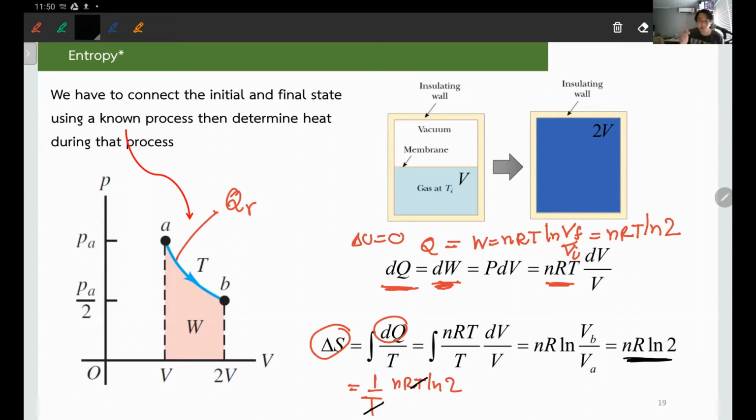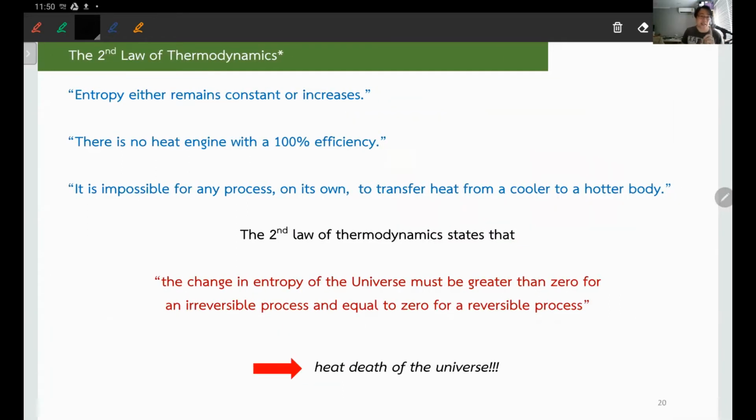See, no change in energy. The first law of thermodynamics does not distinguish these two configurations, but the entropy increases. And that's it. The second law of thermodynamics says, okay, say what?